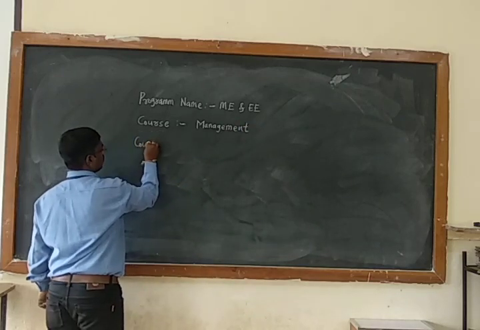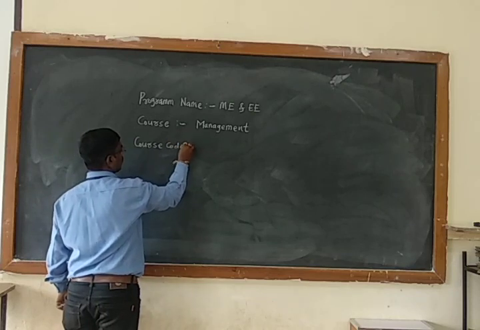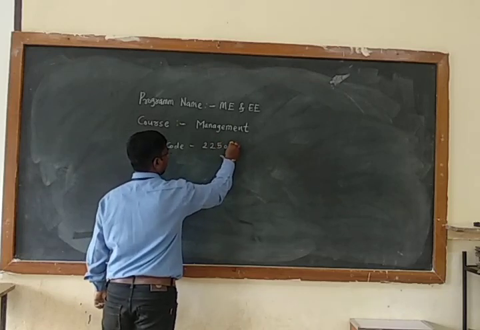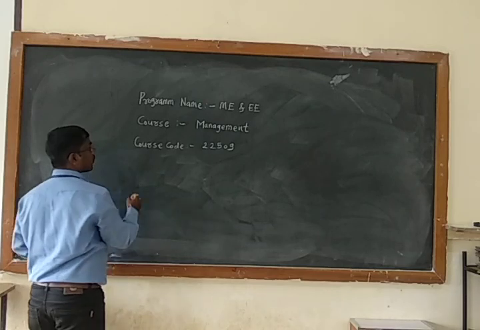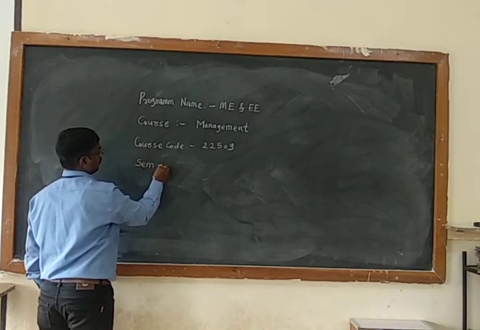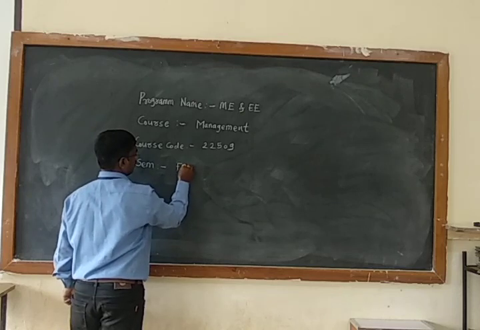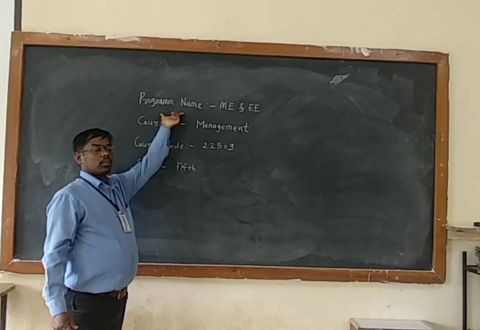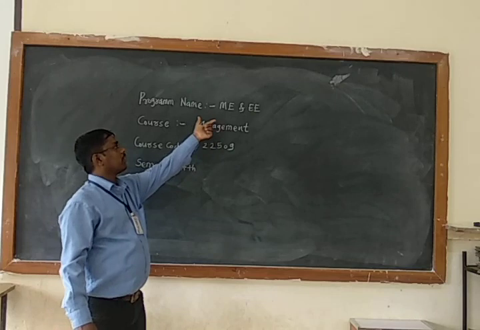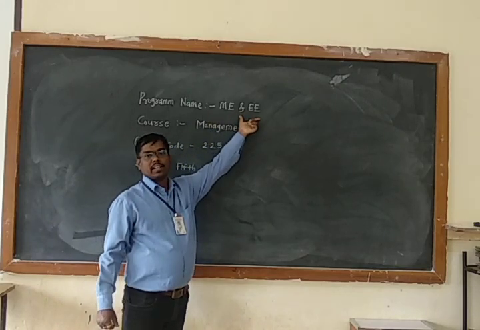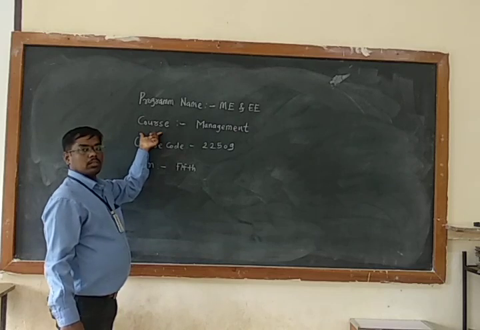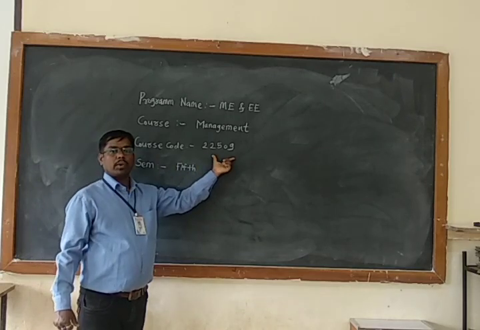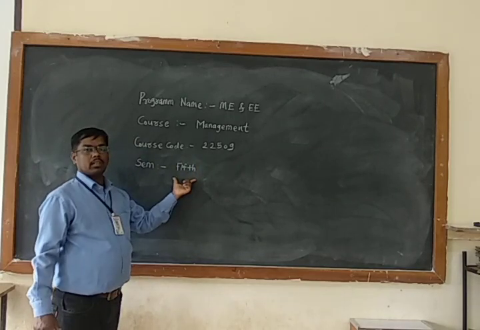Course code, that is 22509. Semester, that is 5th. Okay, so the program name of that particular course management is for mechanical engineering and electrical engineering. The course name is nothing but management. Course code, it is nothing but 22509 and semester it is nothing but the 5th.